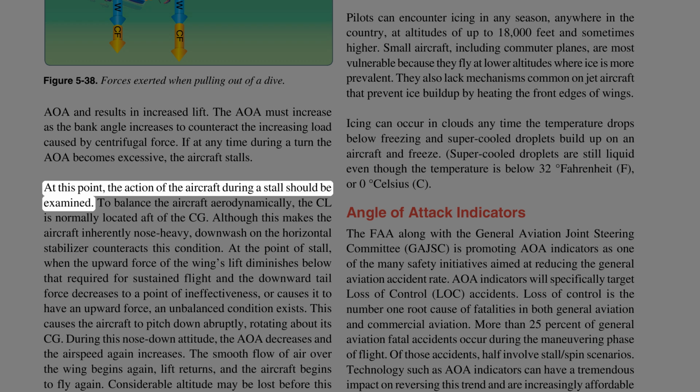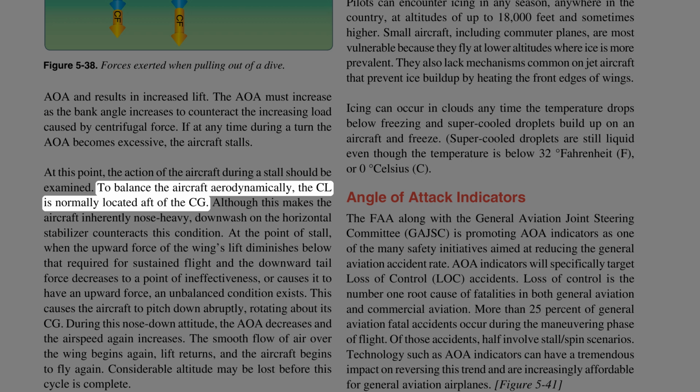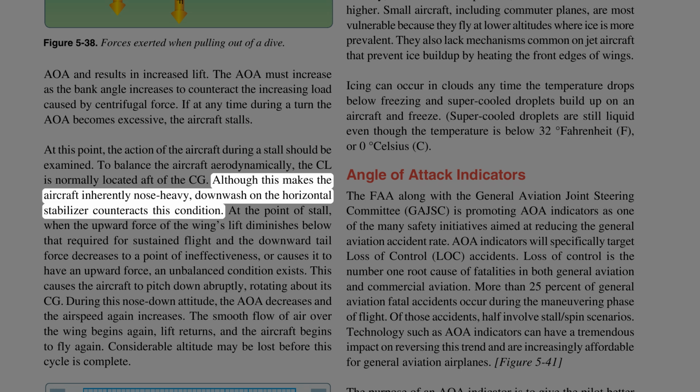At this point, the action of the aircraft during a stall should be examined. To balance the aircraft aerodynamically, the CL is normally located aft of the CG. Although this makes the aircraft inherently nose-heavy, downwash on the horizontal stabilizer counteracts this condition.